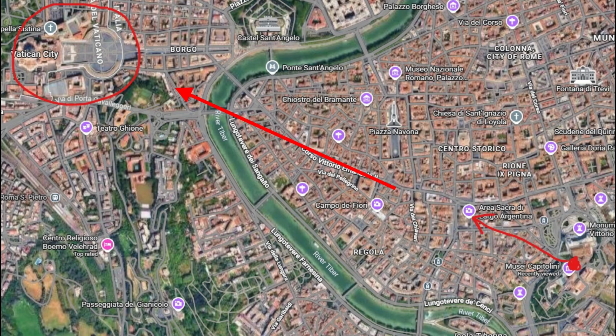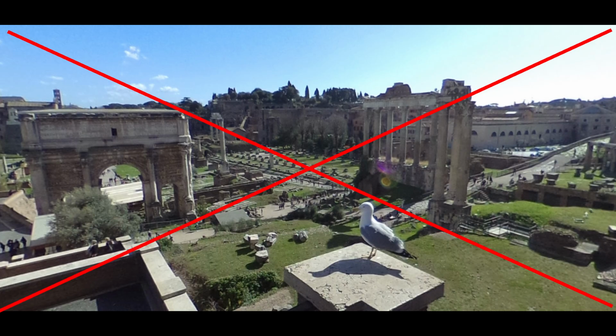And one of the key design choices that's unfortunately no longer visible is that the square actually opens up to St. Peter's Basilica instead of the Forum.